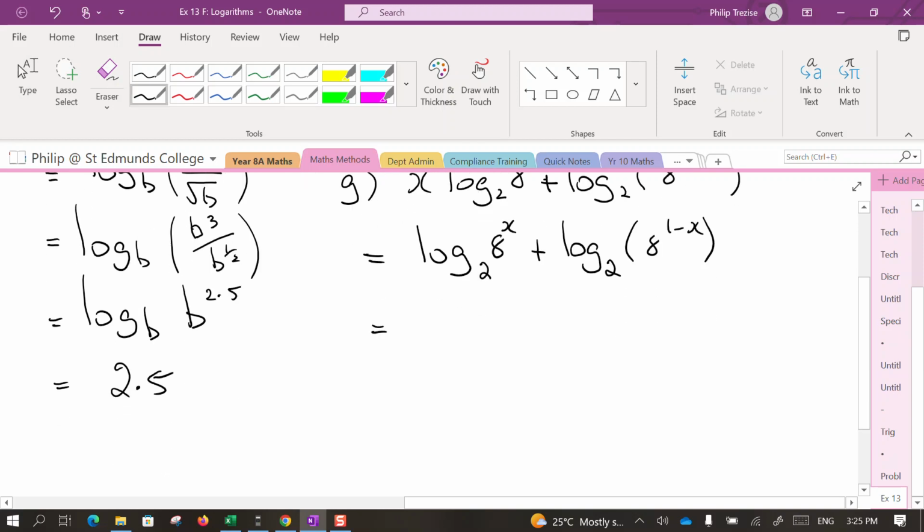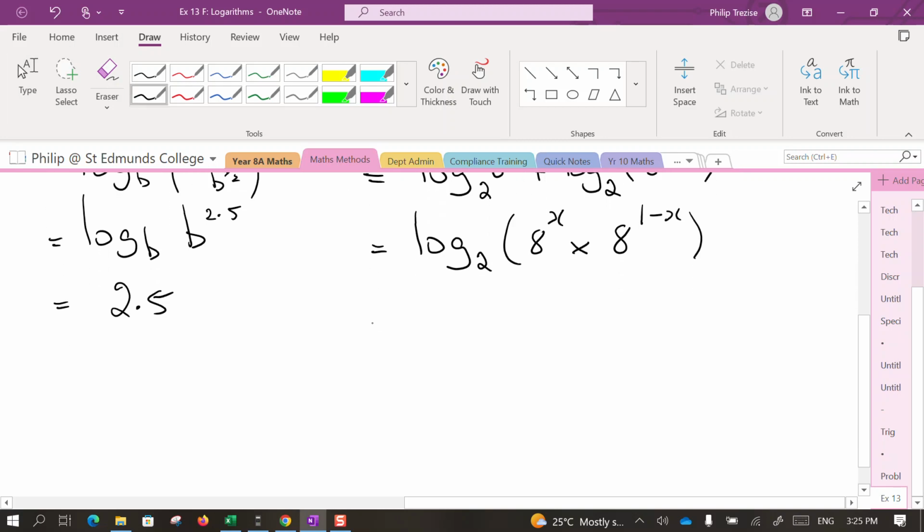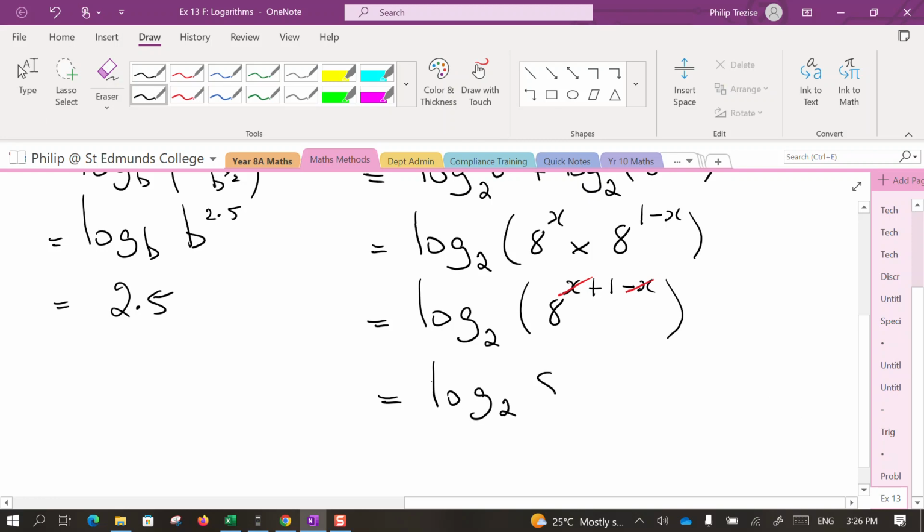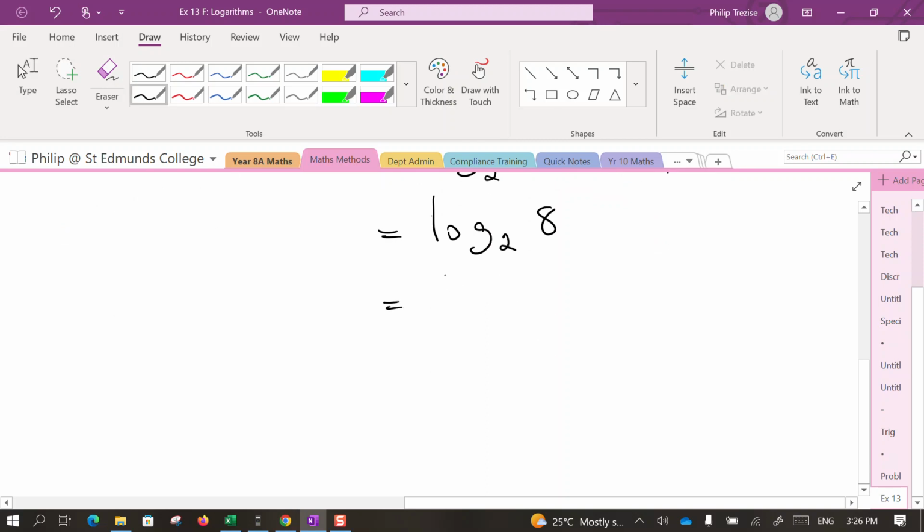Now I have two logarithms added together with the same base. So I can write 8 to the power of x multiplied by 8 to the power of 1 minus x. So when multiplying things that have the same base, I add the exponents together. Now we should see here that x subtract x disappears. This is really 8 to the power of 1. 8 to the power of 1 is 8, which I will express as 2 cubed. So the answer to this one is 3.